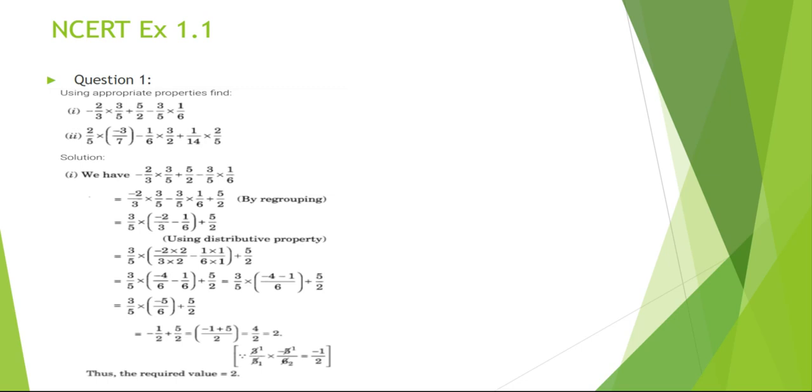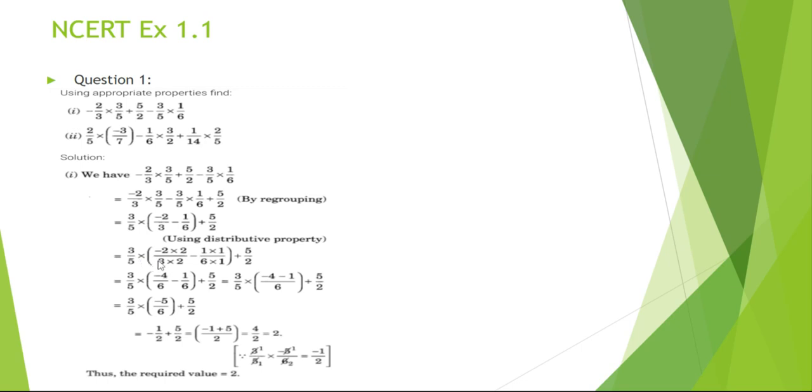If you see closely, 5 by 2 has been shifted at the last. You can write regrouping or you can also write commutativity. Now what you notice is 3 by 5 is common. So under the bracket remains minus 2 by 3 minus 1 by 6. And if you take something as common, you basically use distributive property. So you'll mention the name of the property.